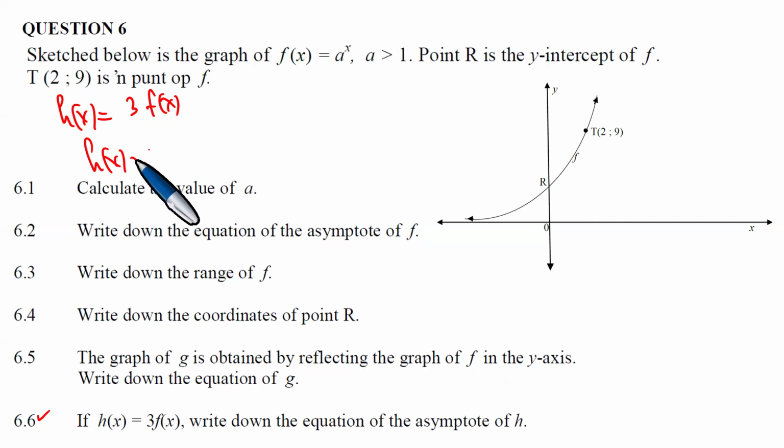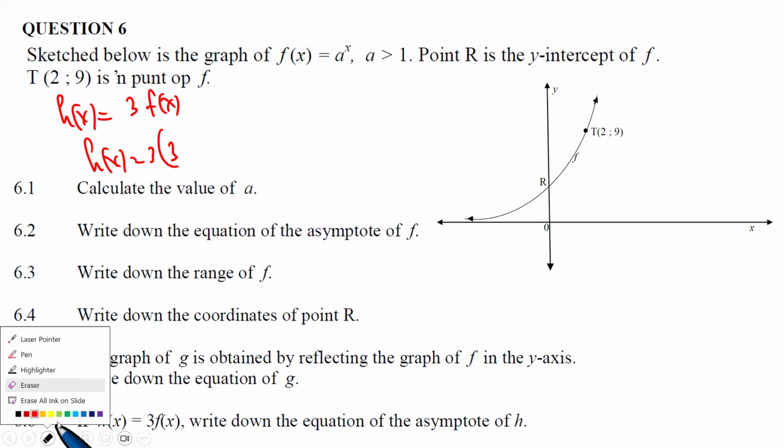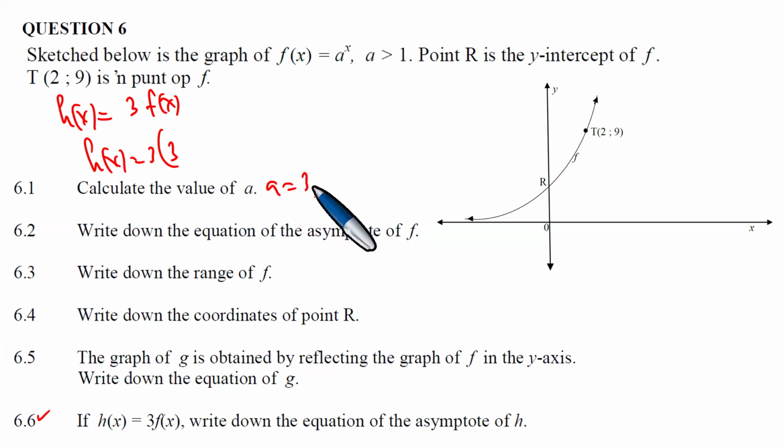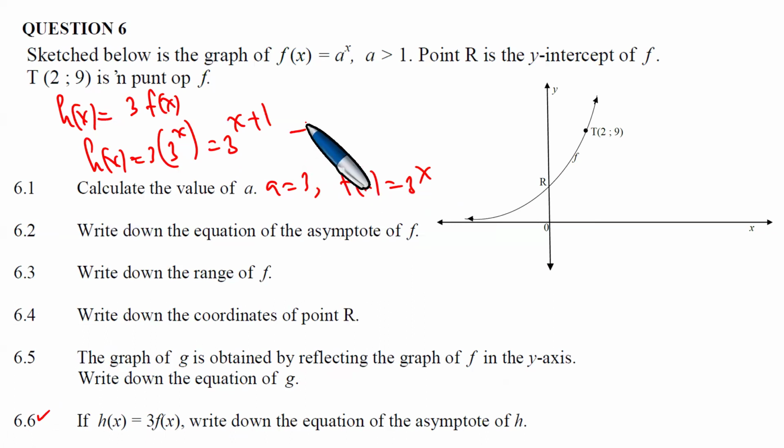If h is 3 times f, what is f? We said that here a is the same as 3, and f of x is 3 to the power x. Now if you multiply, it is 3 to the power x plus 1. Write down the equation of the asymptote. The question becomes, what is the asymptote of the function? If you look at this function, the asymptote is noted by the constant there.